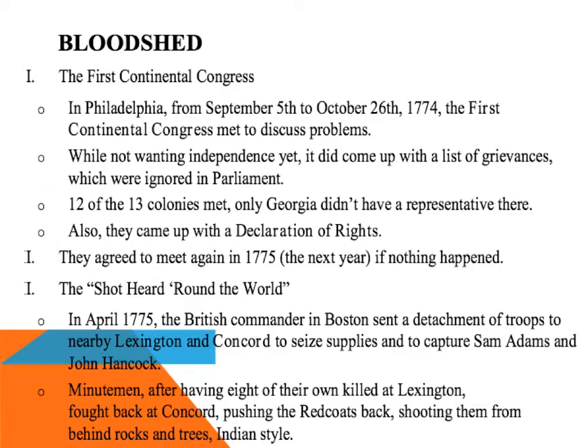By that point, though, in April of 1775, we're going to have the shot heard around the world, where in an effort to seize supplies and capture Samuel Adams and John Hancock, the British are going to have an encounter outside of Boston, near Lexington and Concord, and as a result of that, the war's basically starting with those first shots there. Minutemen, after having 8 of their own killed at Lexington, fought back at Concord, pushing back the Redcoats, shooting them from behind, basically using Indian warfare, guerrilla warfare. So it looks as if the war is actually ignited at this point, although we haven't formally declared our independence at this point.